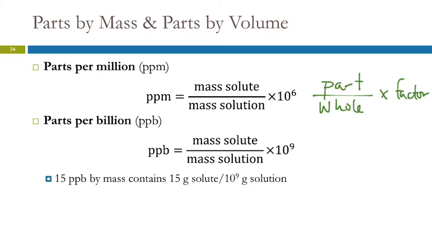So if you have 15 parts per billion by mass, that tells you that the units used to measure the part and the whole would be mass units. They just need to be the same unit. You could do it in pounds if you wanted to. 15 parts per billion means 15 grams of solute divided by a billion grams of solution. Any questions?